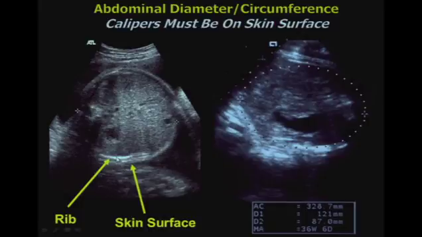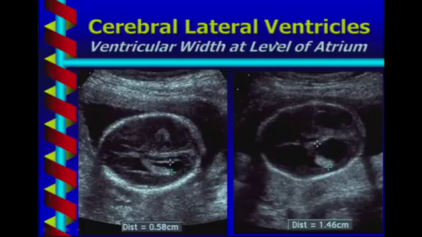This is incorrect. The other important message: I sometimes see people try to measure an abdominal diameter or circumference when you can't see the skin surface. This is about the worst case that I've seen, where somebody actually put the calipers on this structure even though I have no idea where the skin surface is here. They should not have measured the abdominal circumference here.